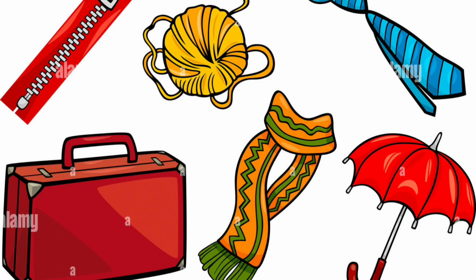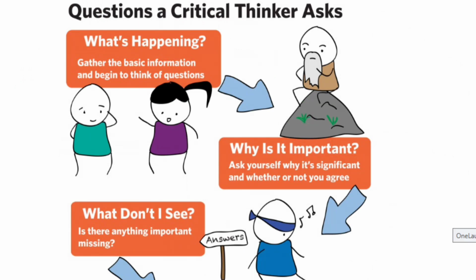In order to be a successful writer, we have to be a critical thinker. So our goal in this writing assignment is to learn to be a critical thinker. So let's look at a part from the critical thinking handout. Questions a critical thinker asks. What's happening? Gather the basic information and begin to think of questions. Why is it important? Ask yourself why it is important and whether or not you agree with that.